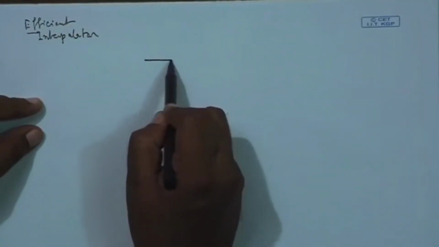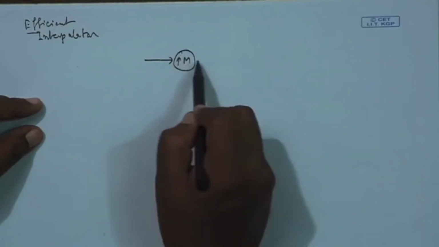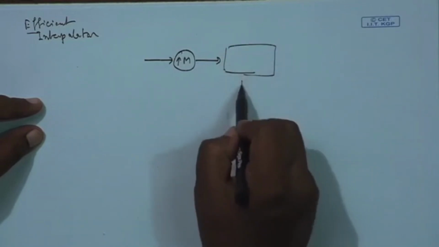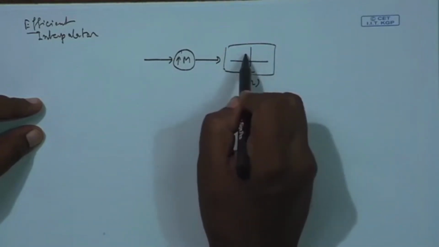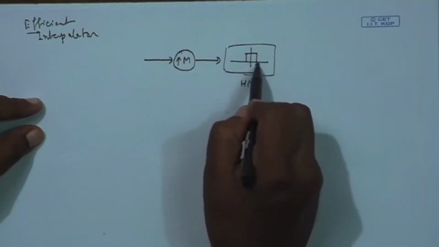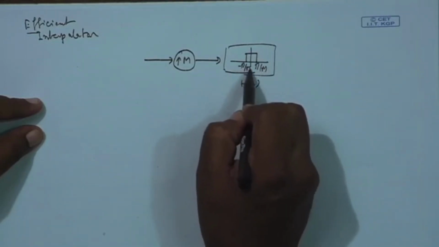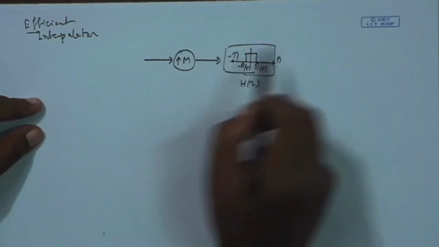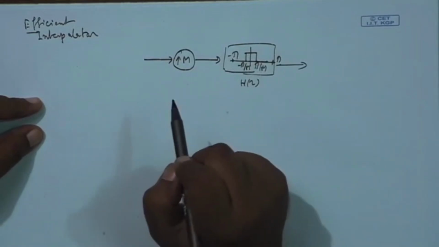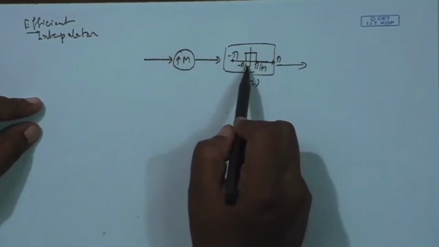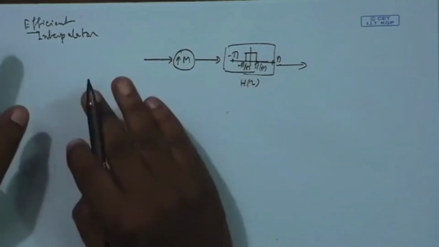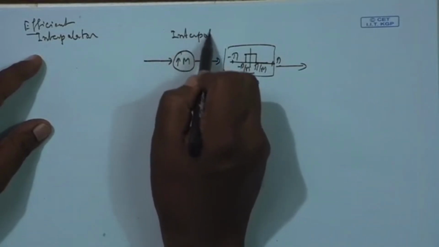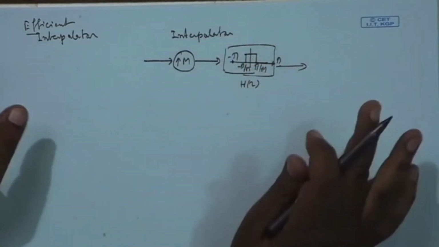We first pass it through an expander, and then you have a filter H(z), whose transfer function is ideally like this, from minus pi by m to pi by m, and then zeros up to pi and minus pi. These are the transfer frequency response. You first expand by m and then pass it through this filter. If you have forgotten, go through my notes on interpolation. We discussed this at length.